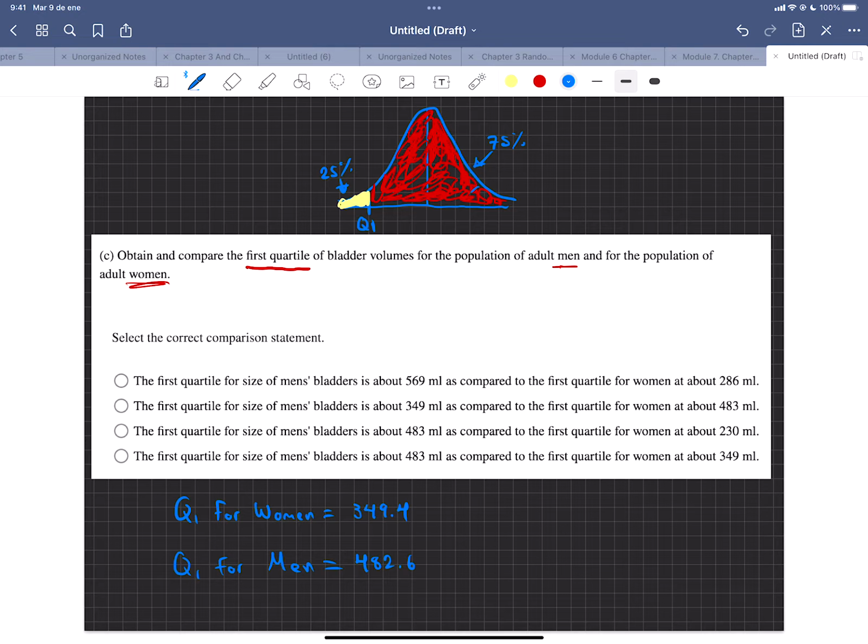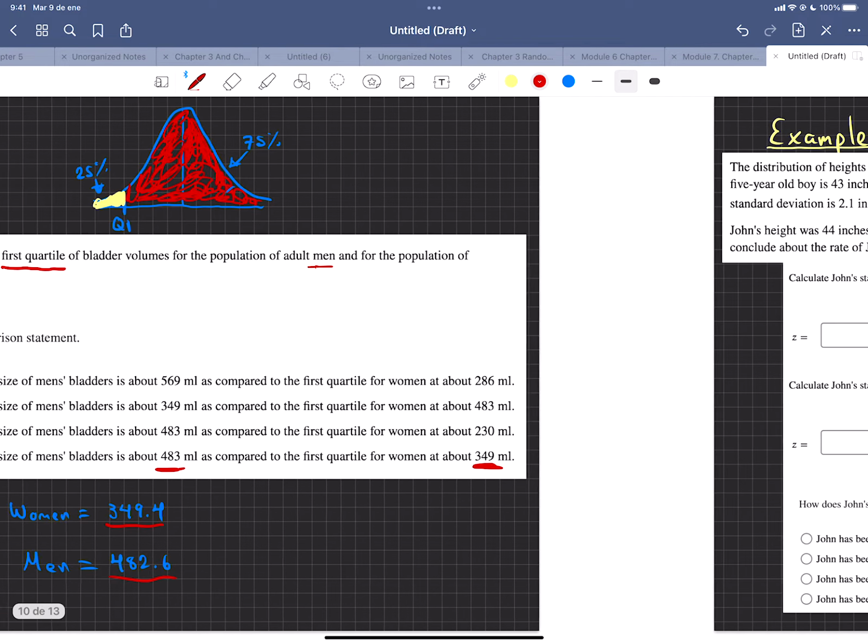And if you already have this, notice you can find the solution only by noting the answers. For men it is 483 rounded up, and for women it is 349. So it's going to be this and this. So this is the answer.